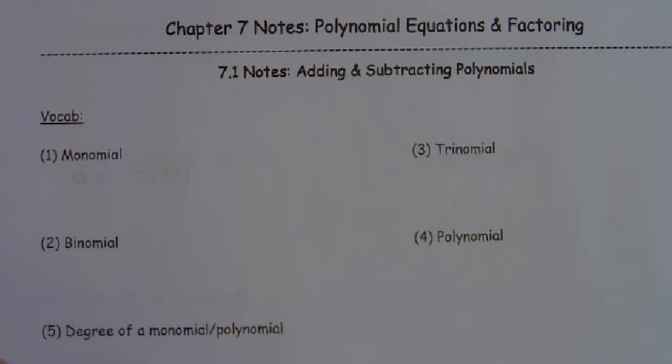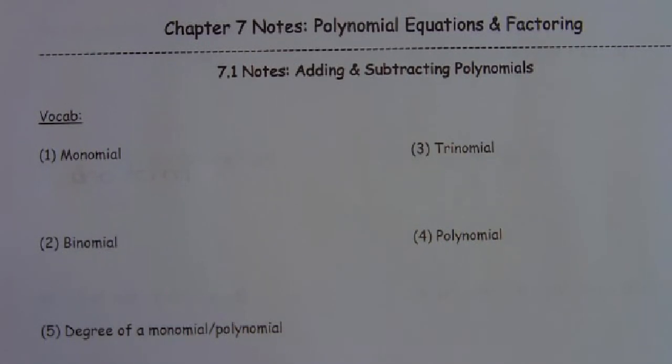In this chapter, we're going to talk about polynomial equations and factoring. In 7.1 specifically, we are going to talk about adding and subtracting polynomials. Before we talk about how to do that, we're going to go over some key words.